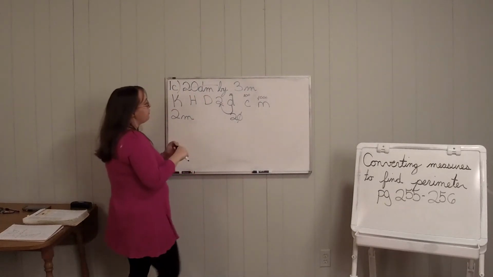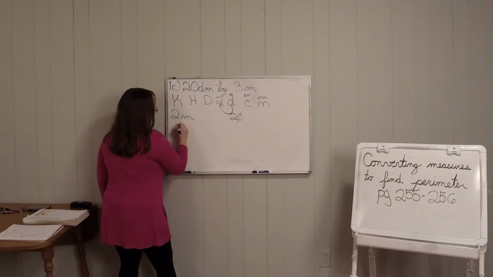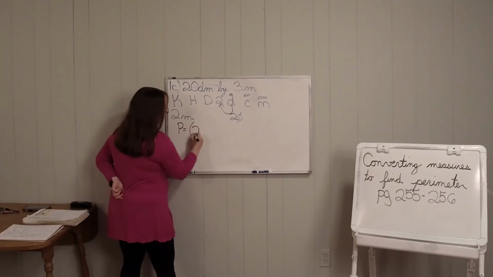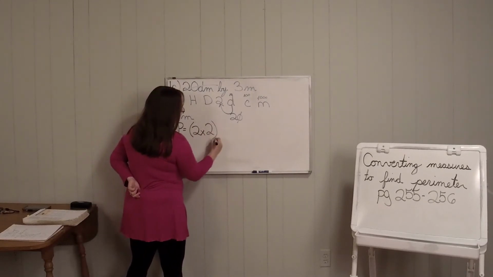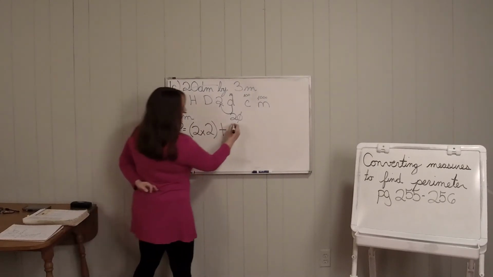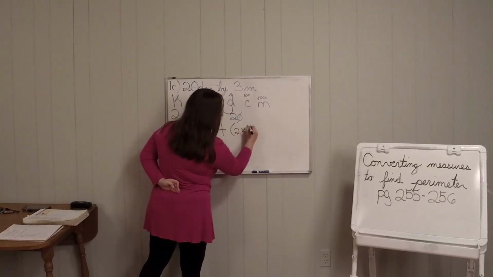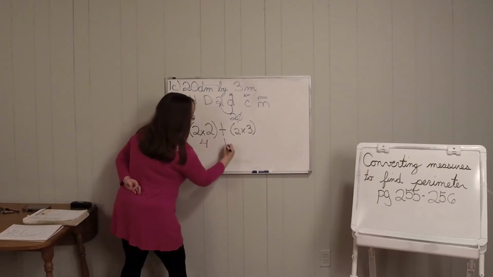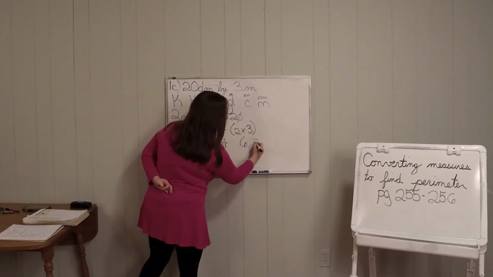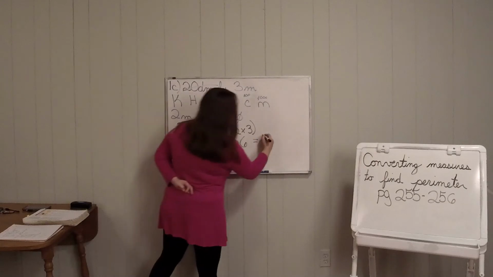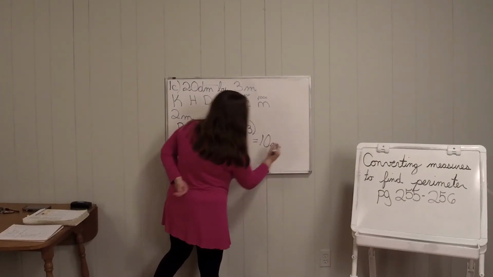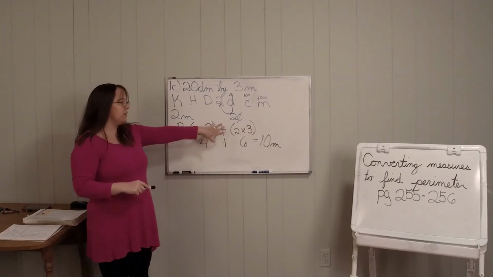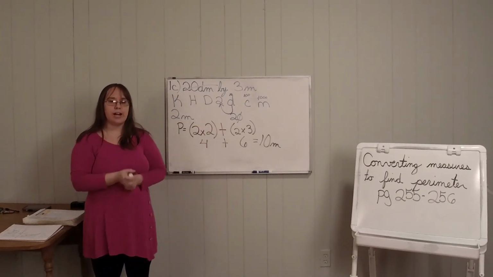So our perimeter formula is 2 times the length, so 2 times 2, plus your width, 2 times 3. 2 times 2 is 4. 2 times 3 is 6. 4 plus 6 is 10, so you have 10 meters. I might have gone a little fast on that one, but I figure that one should have been pretty easy. You just have whole numbers, you don't have any fractions.